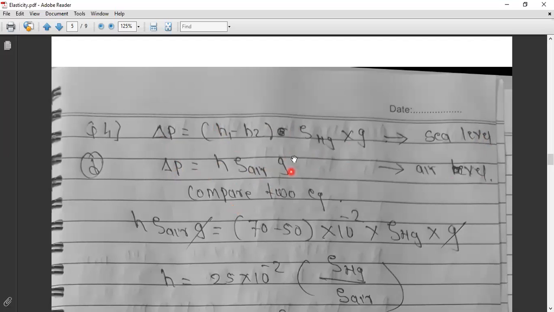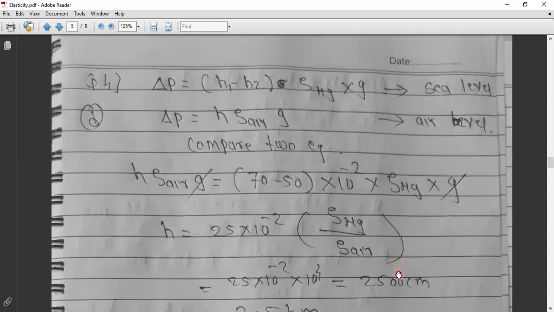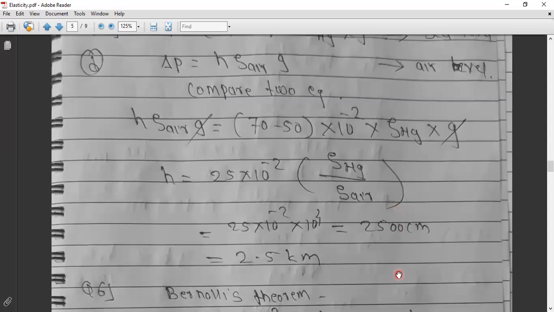So compare these two equations, g gets cancelled, so you can calculate the height h, this is the height of the hill. Put the value, this is 25 into 10 raised to minus 2, converting centimeter into meter, ratio of density is given 10 raised to power 4, simplify it, we get 2.5 kilometer. So for question number 4, the correct option is option B, that is 2.5 kilometer.